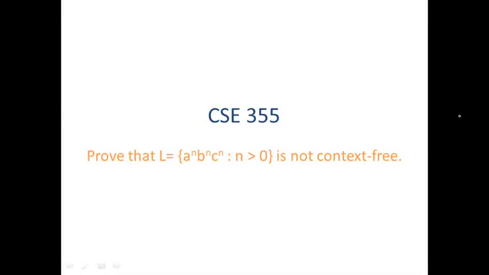In this video, we will prove that the language L, which is the set of strings a to the n, b to the n, c to the n, such that n is greater than or equal to 0, is not context-free. So we're going to use pumping for context-free languages to prove that this language is not context-free.